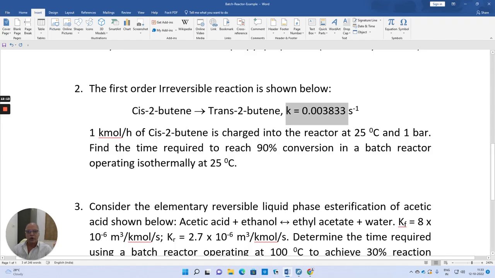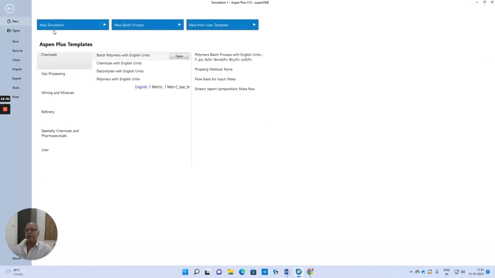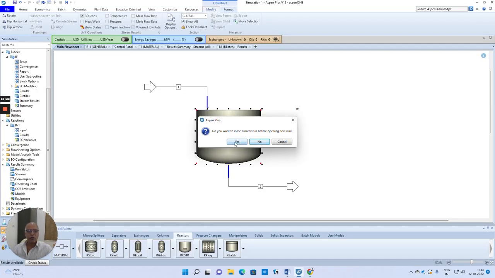So 1 kilomole per hour of cis-2-butene is charged at 25 degrees centigrade and 1 bar. Find the time required to reach 90% conversion in a batch reactor operating isothermally at 25 degrees centigrade. Now, in the previous problem, we dealt with maybe a reversible reaction. Now, I would like to deal with an irreversible reaction.